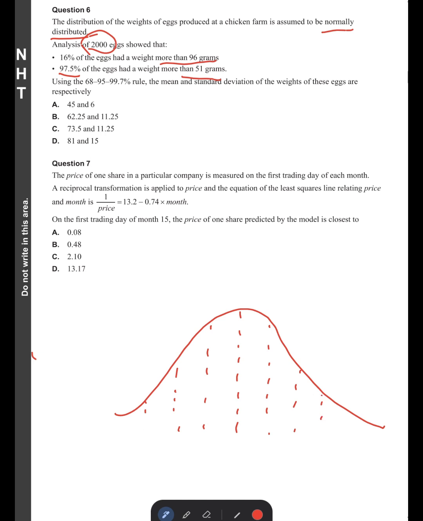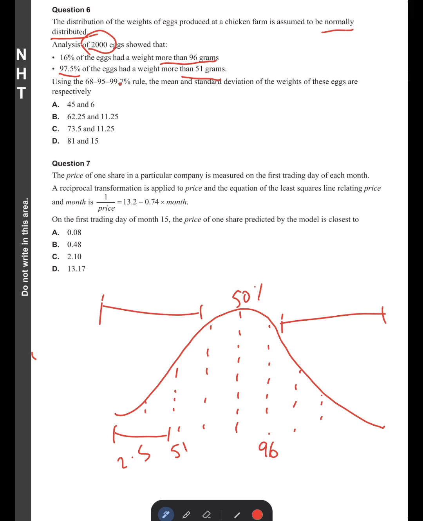All right, so what we have here is 16% weigh more than 96. So we know that this is 16% and that is 16%. So 16% weigh more, which means that's going to be 96. And 97.5% weigh more than 51. So that's actually going to be down here. So that's 50%. And then 97.5% is going to be 2.5% below, which is this section. So that means that's going to be 51.